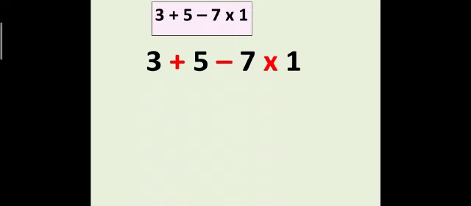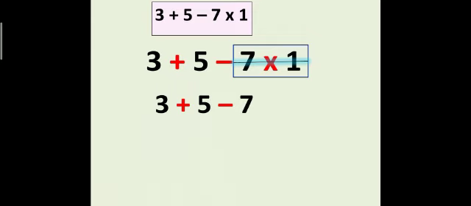Okay, let us see an example. 3 plus 5 minus 7 into 1. How many operations are given? I have denoted the operations with red color. What are the operations? Addition, subtraction and multiplication. According to the BIDMAS rule, we have to do multiplication first. So, 7 into 1, the answer is 7. Carry the remaining numbers as it is.